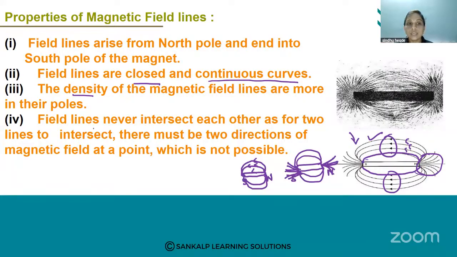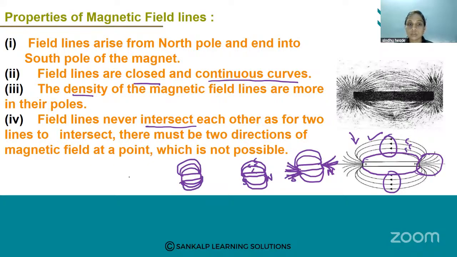Next one, field lines never intersect each other. See here, they never intersect each other. What does it mean? What is intersect? Intersect is nothing but merge, or what we call overlap. Overlap or merge or intersect, all are the same. Here the field lines never intersect each other. See here, all are separate, like this, they never intersect or merge with each other.